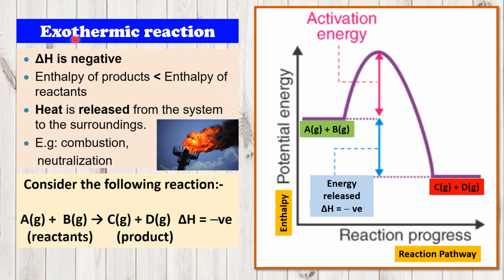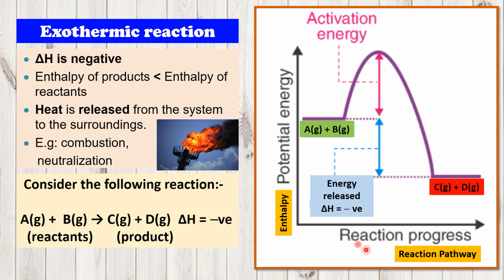In exothermic reaction, the value of delta H is negative. This is because the enthalpy of the product is smaller than the enthalpy of the reactant. Heat is released from the system to the surrounding, for example, combustion and neutralization. Let us consider the following reaction. Reaction between A and B produces C and D, where the value of delta H is negative. So we'll get this energy profile diagram.